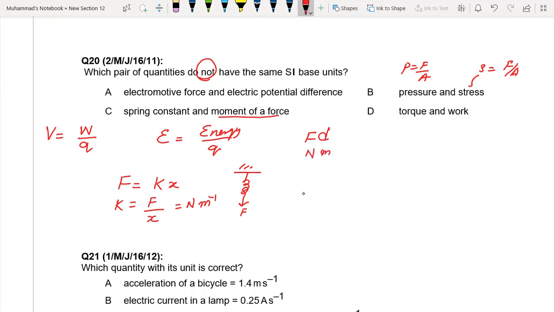Okay, so this is Newton meter, this is Newton per meter. If you simplify them and convert them into SI base units, they will not have the same SI base units. So C is our choice. Torque and work: work is F into D, torque is F into D, so they have the same base unit.